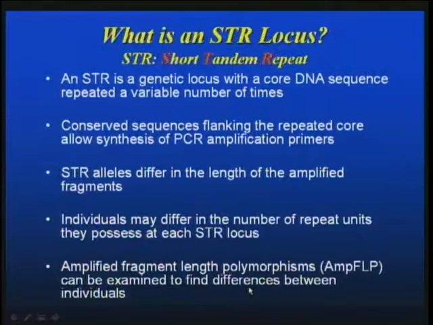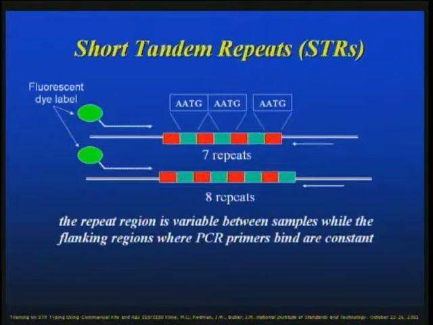So you could design primers that recognize these conserved flanking regions, and then instead of interrogating a single nucleotide polymorphism, which is what you do with the RFLP, what you're actually interrogating is size differences in the resultant PCR products. So you're looking at amplified fragment length polymorphisms. And there's a myriad of alleles represented in the human population, making this a very powerful test in terms of discrimination.